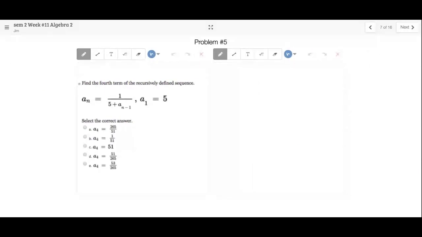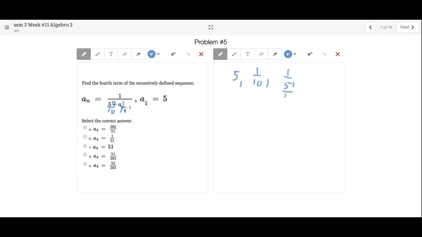All right. Find the fourth term of the recursively defined sequence. Ouch. That one is going to hurt. In this problem, they want the fourth term. The first term is 5. How do I get the next one? Well, I put 5 in here, so that's going to be 1/10. Then to get to the next term, I have to put 1/10 in here. Oh my goodness. So that's going to give me what, 50 tenths? So this is, oh, what is that?